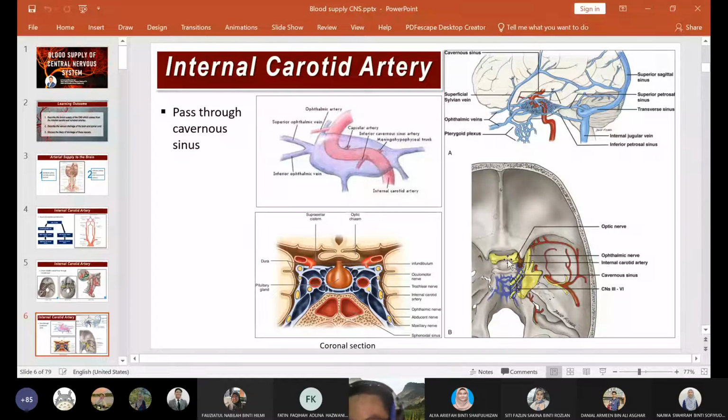Again, here it is to show you lah. Ni cavernous sinus, and this is the internal carotid artery. A few pictures that you can see here as well. This is very obvious.